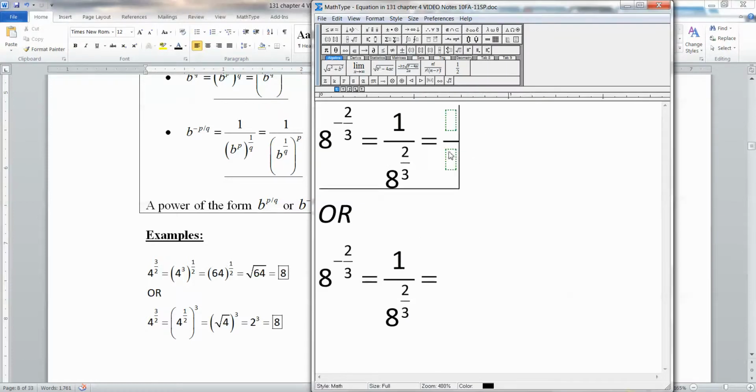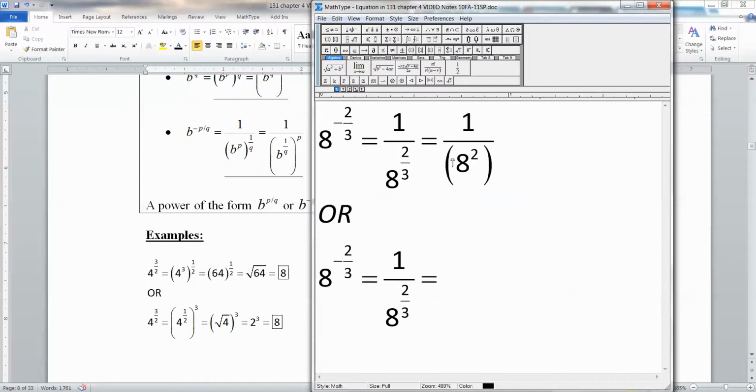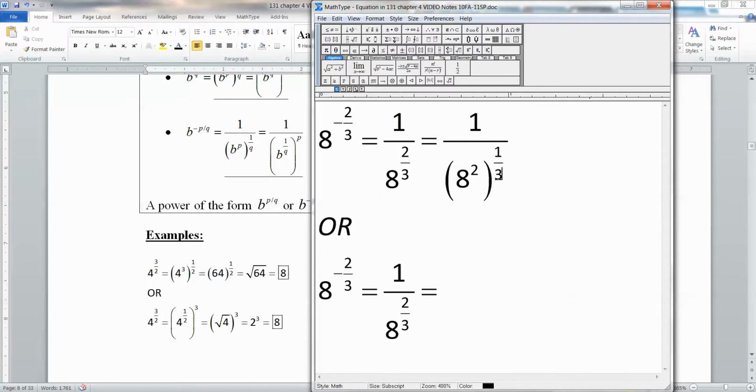I wanted to throw in another example here. What if I did 8 to the negative 2/3? Well, that's 1 over 8 to the 2/3, which is 1 over, and you could run it two ways. You could say, this is the second line, you could say 8 to the 2 to the 1/3, which is 1 over 64 to the 1/3, which is 1 over 4.